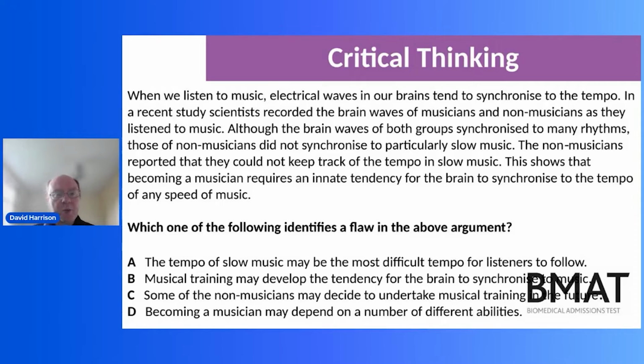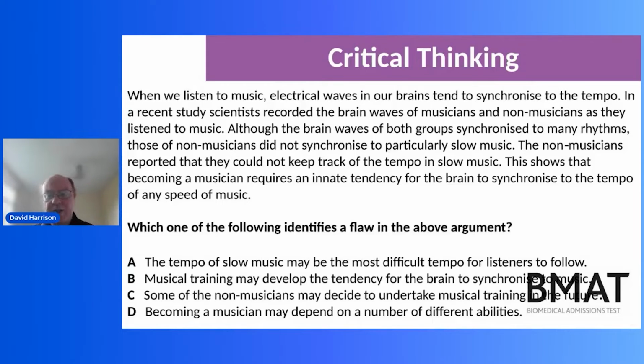So looking at the options that we've got, we can see that, for instance, option D doesn't really address that argument. It's just saying it might depend on a number of different abilities. So we can bring that in. It doesn't really change the argument. And with many of the other options, it doesn't really affect the actual flow of the argument. Tempo of slow music might be the most difficult for listeners to follow. That applies for both musicians and non-musicians.